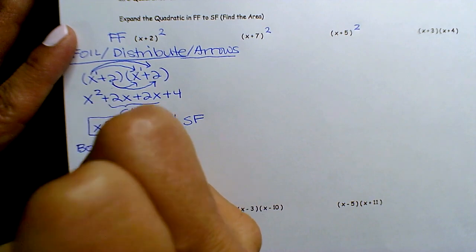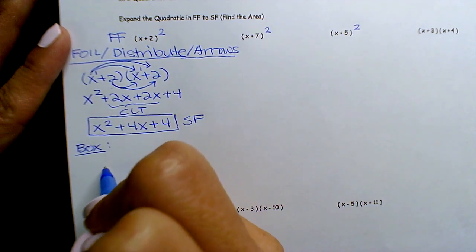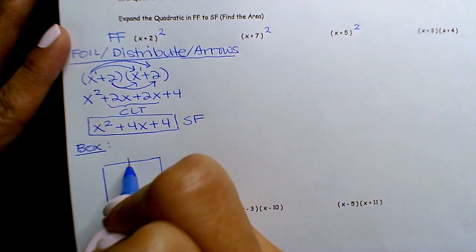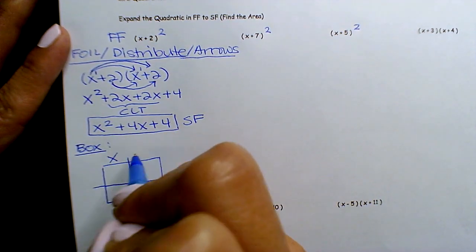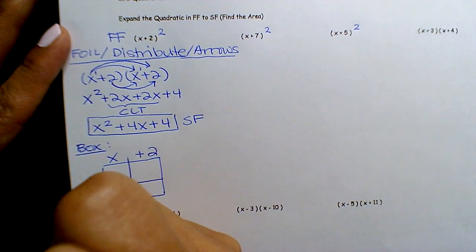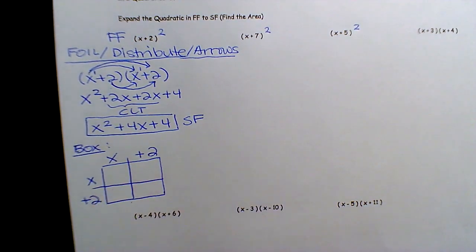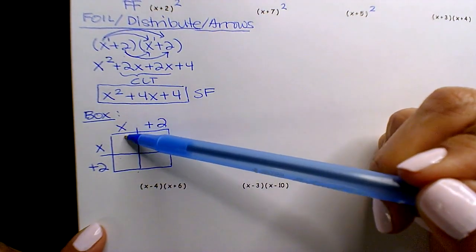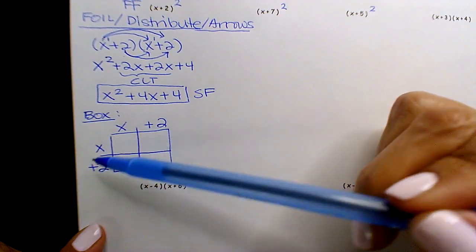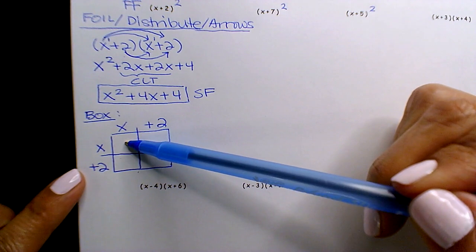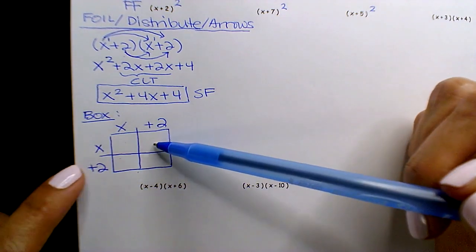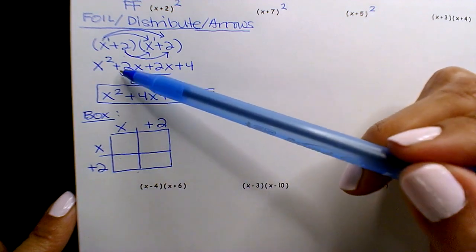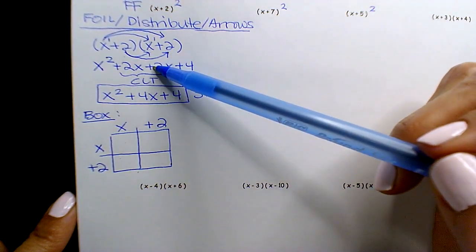All right, what's the second method? If I go box method, I'm going to draw a box with 4 cells because it's x plus 2, x plus 2. So one binomial on top, one binomial on the bottom. With the box, it's like cells in an Excel spreadsheet, so you have rows and columns. This is column x, column positive 2, row x, row positive 2. Each cell is the product of row times column. So what you're going to get here is identical to x squared plus 2x plus 2x plus 4.